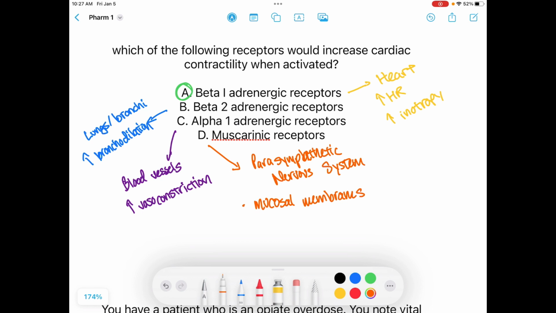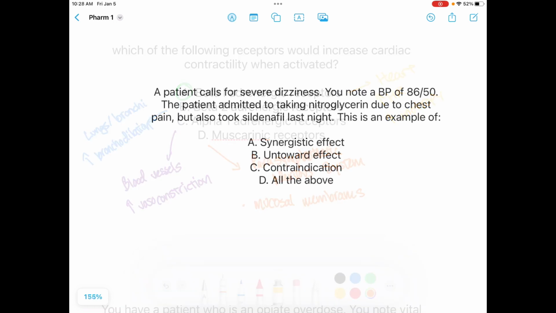This is as basic as we're going to keep it. We're not going to really go into much more detail. At some point, we will talk more about the parasympathetic nervous system, but that's a story for another time.